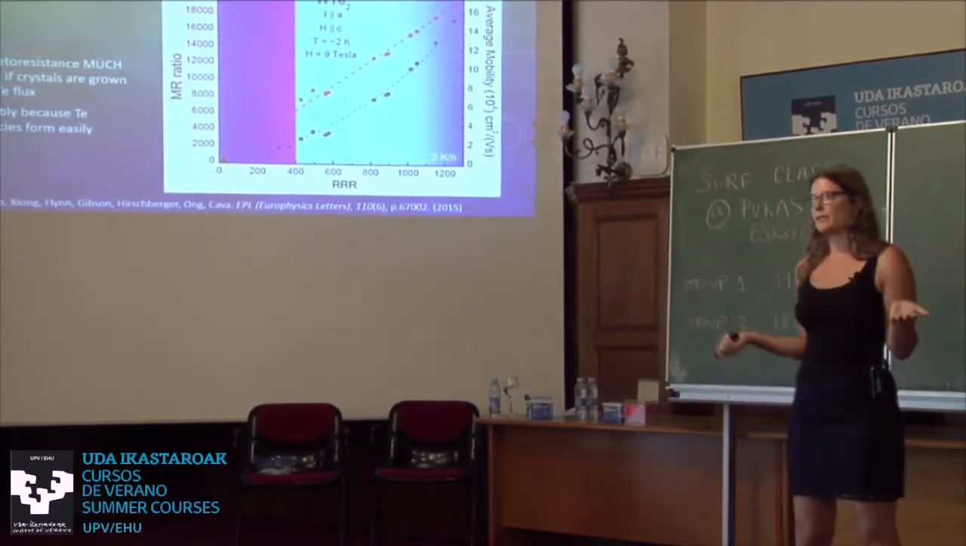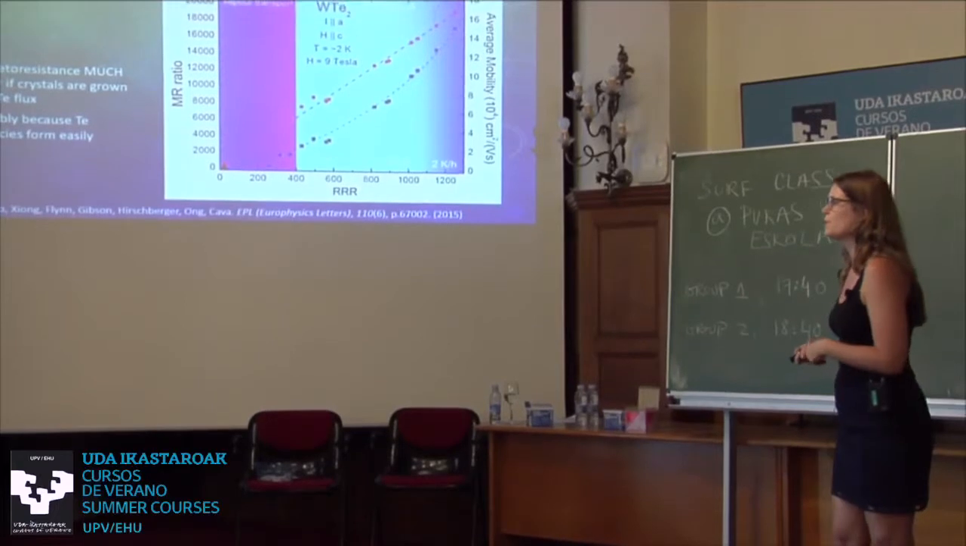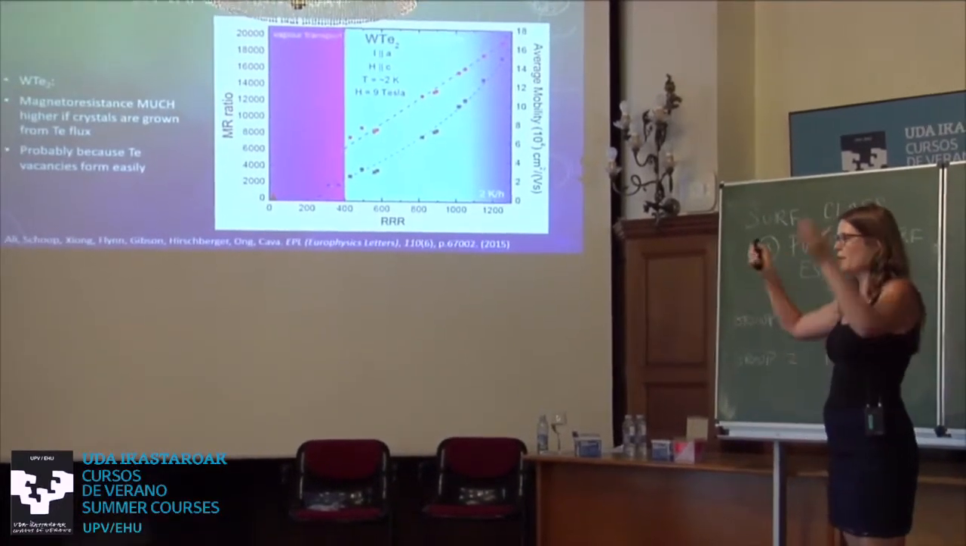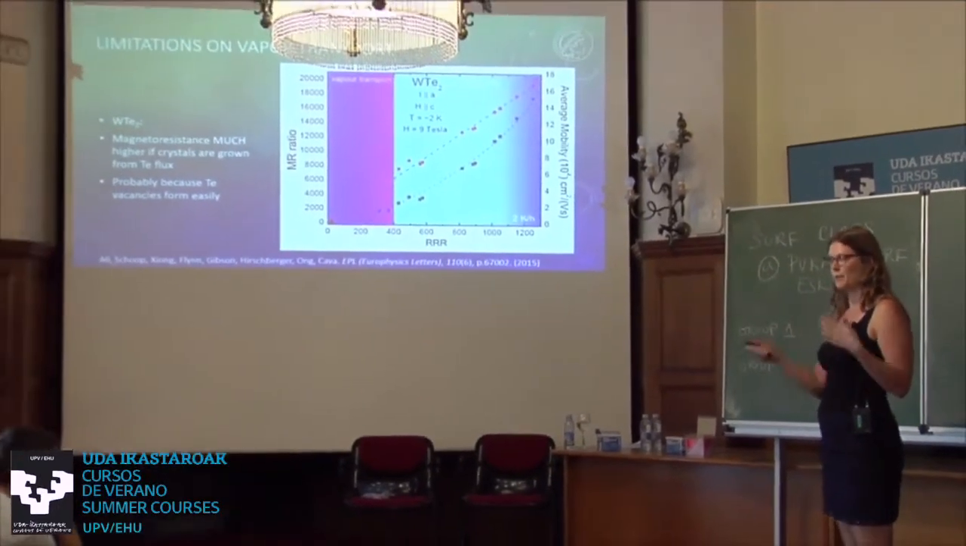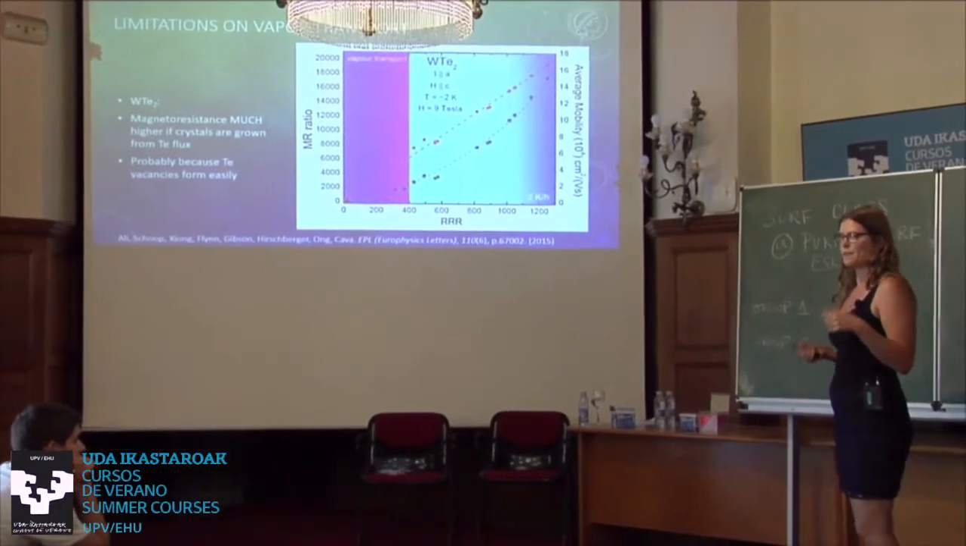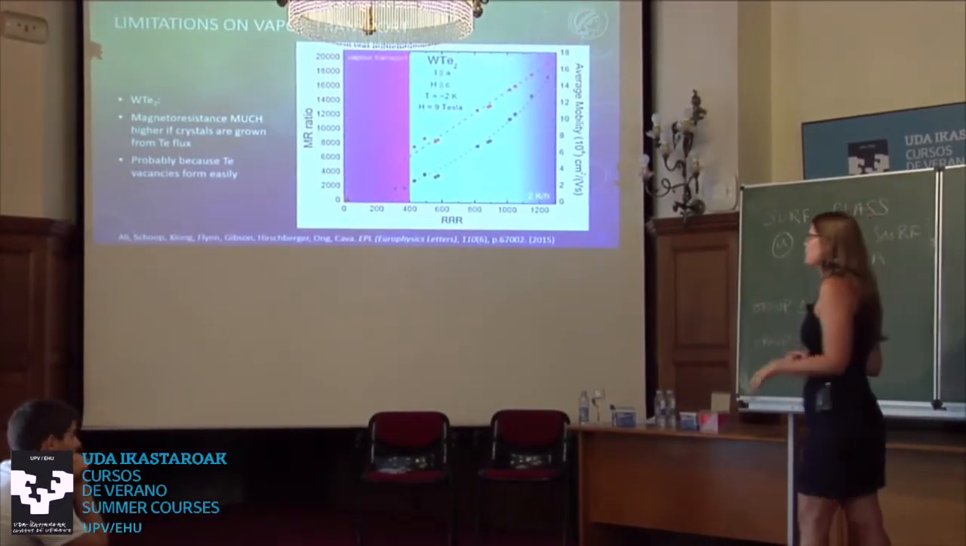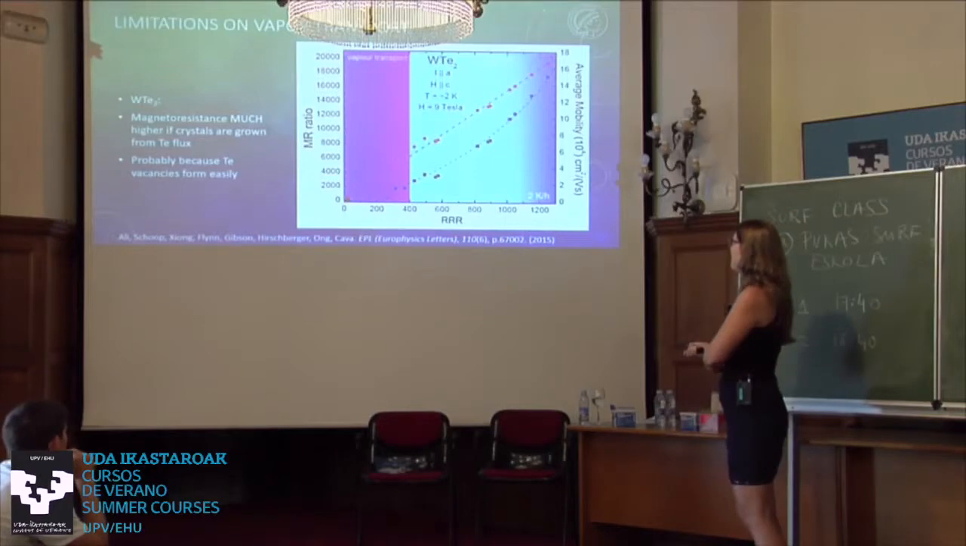And apparently tungsten ditelluride likes to form tellurium vacancies. So if you have a lot of excess in your flux growth, you can overcompensate that. Okay. So sometimes it's better to try a different method.